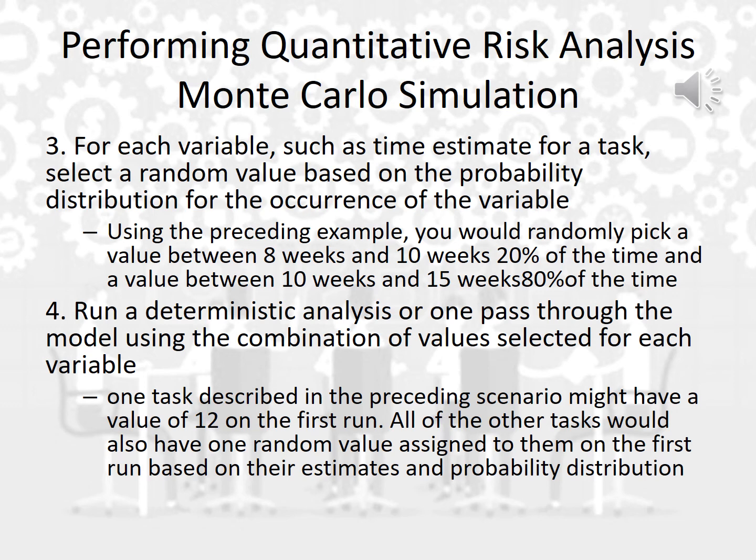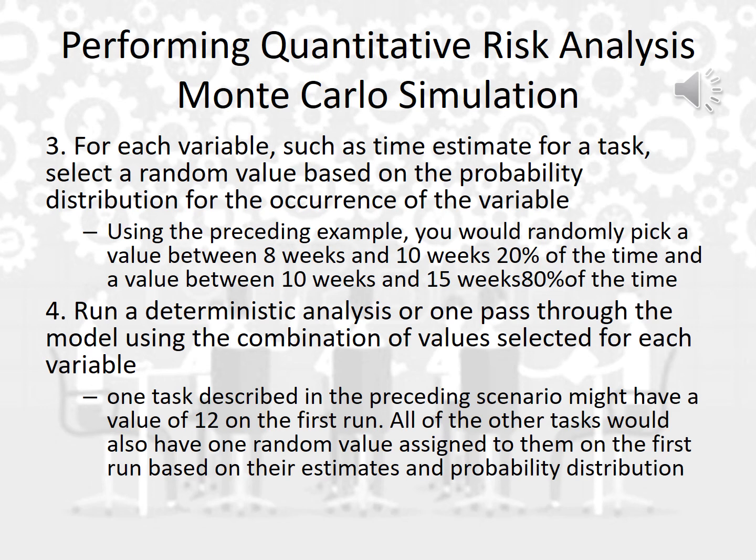As an example, they are saying one task described in the preceding scenario might have the value of 12 on the first run. So when we run the 80%, for instance, we got week 12. So the task can be finished in week 12, and I can use it. They're saying that you have to implement these combinations of values happening in a certain percent, or delaying in another certain percent. We said 8 to 10 is 20%, more than 10 up to 15 is 80%. So we have to implement it for only one variable, which is called time estimated.